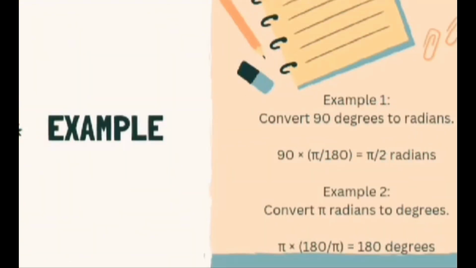For example, convert 90 degrees to radians. So, 90 times pi over 180 is equal to pi over 2. Example number 2. Convert pi radians to degrees. Pi times 180 over pi is equal to 180 degrees.